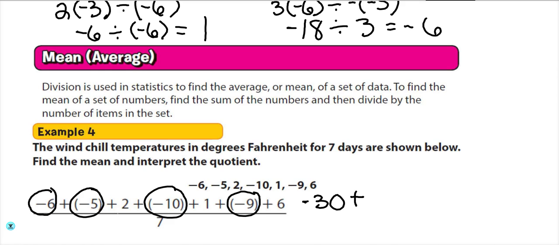All right. Now we're going to group the positives. So we have positive 2, positive 1, and positive 6. All right, so we have 2 plus 1, which would be 3, 3 plus 6, which would be 9. And then again, all that is over 7 because we're doing it with 7 days.